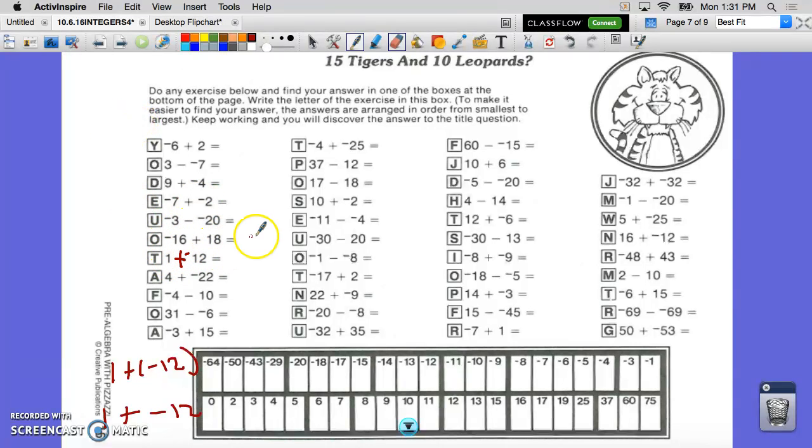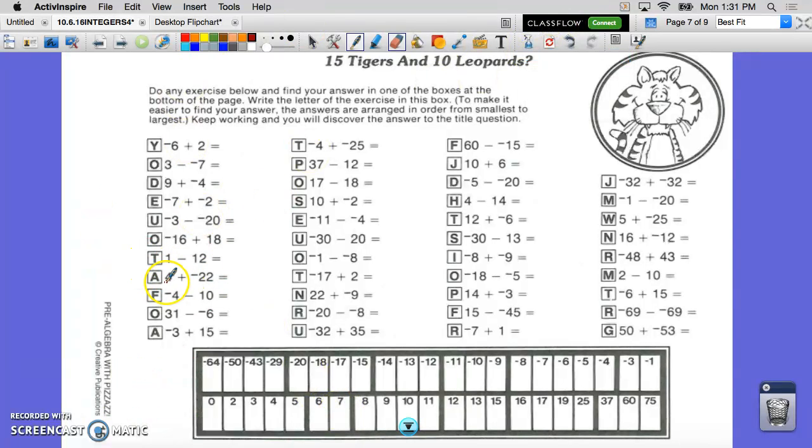You have a positive plus a negative, so you know you're going to subtract. 12 minus 1, remember, do it like this, right? It's going to give you 11. It's going to be a positive or negative 11? Negative, because that 12 is the bigger digit. So negative 11 for T. There we go.